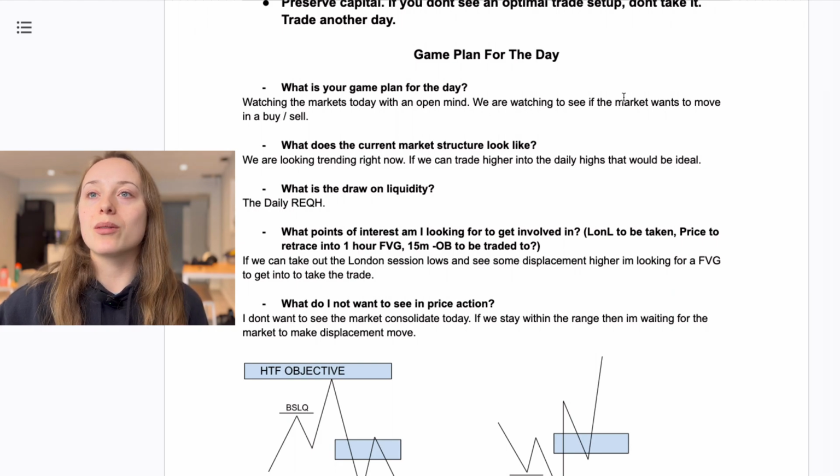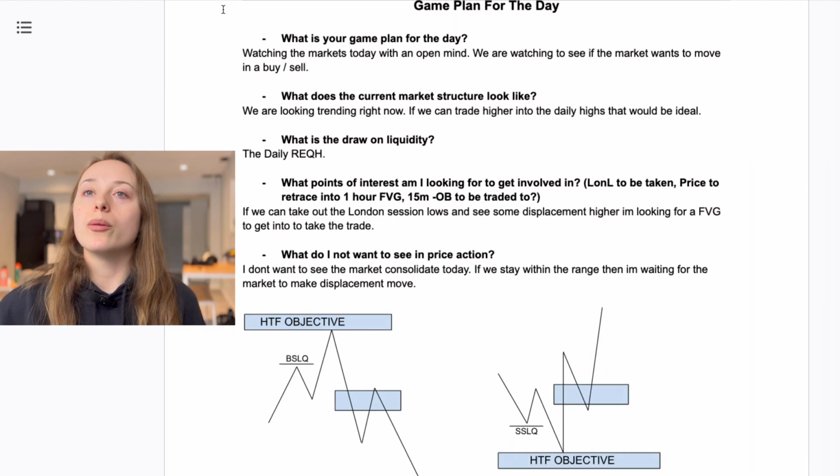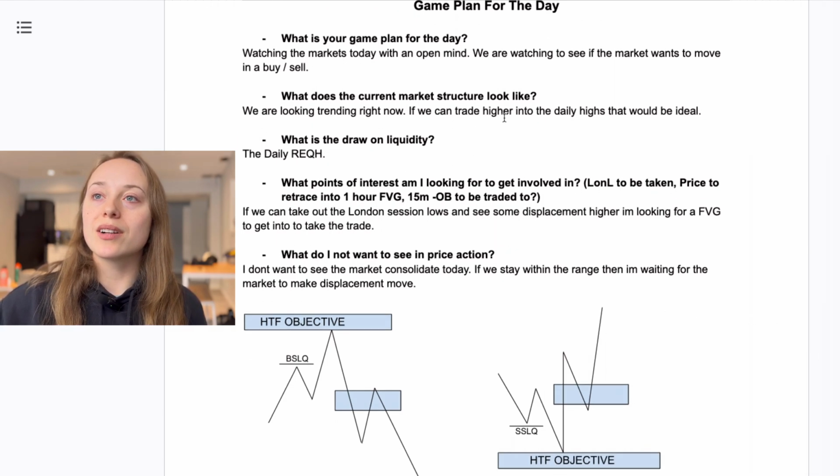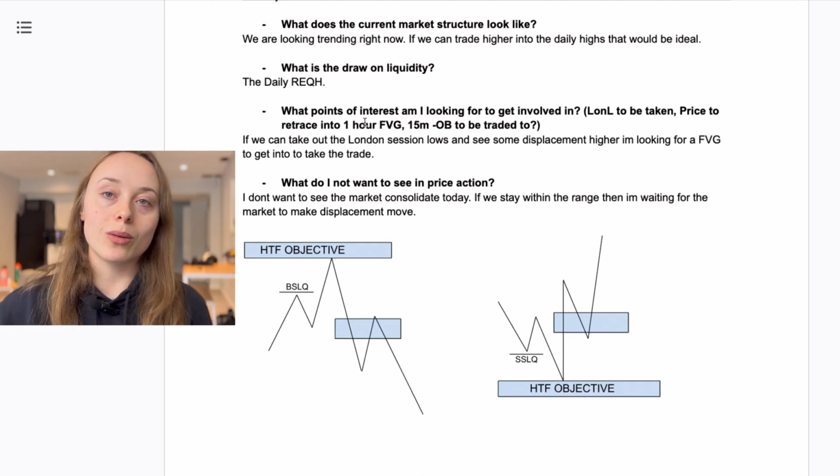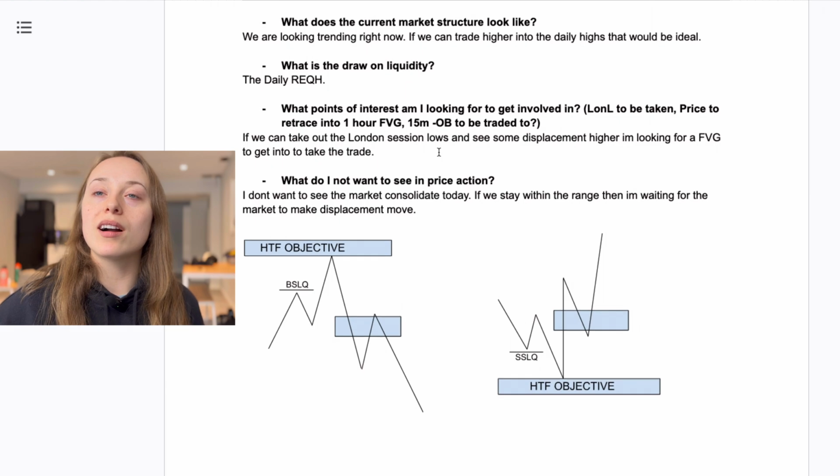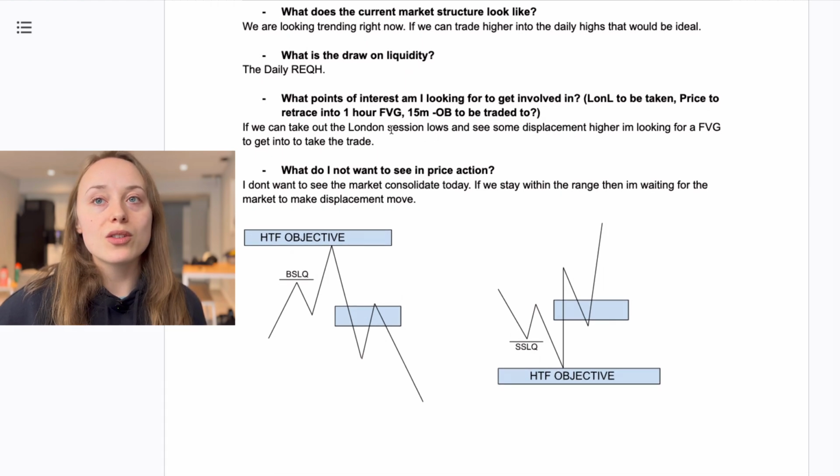So, watching the markets today with an open mind. We were watching to see if the market wants to move in a buy and sell. What are we looking for? We're looking for trending right now. If we can trade higher into daily highs, that would be ideal. What is the draw on liquidity? The daily relative equal highs. What points of interest am I looking for?